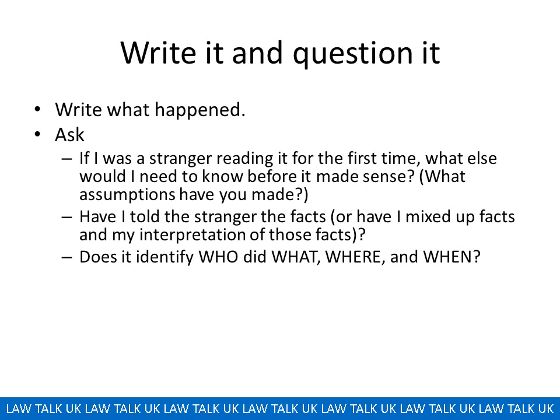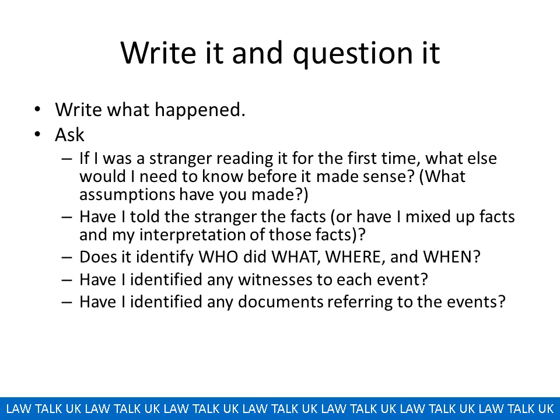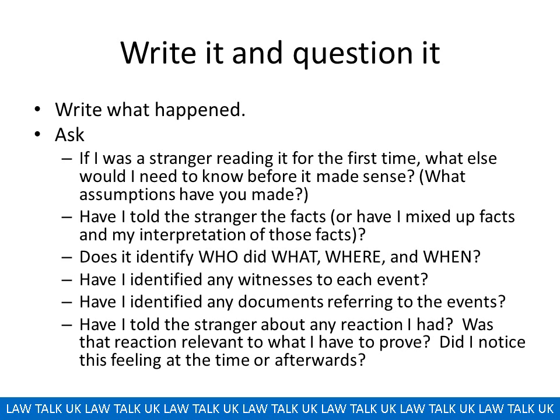Essentially, the writing and questioning method allows you to ask the question, have I identified who did what, where, and when? These are the absolute essentials of telling a coherent story. It allows you to ask whether you've identified the witnesses to each event, and the documents similarly. You can also make sure that where it's relevant, you've told the barrister, the stranger, about any reaction that you had.